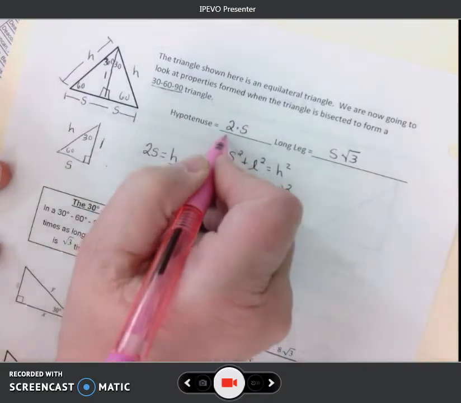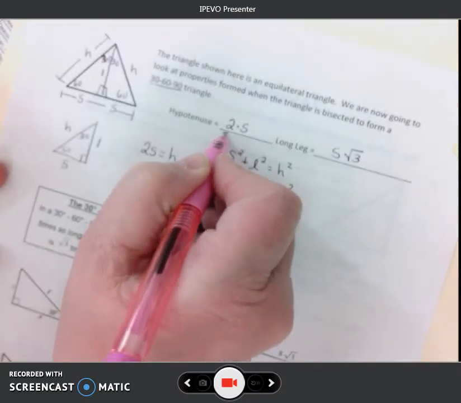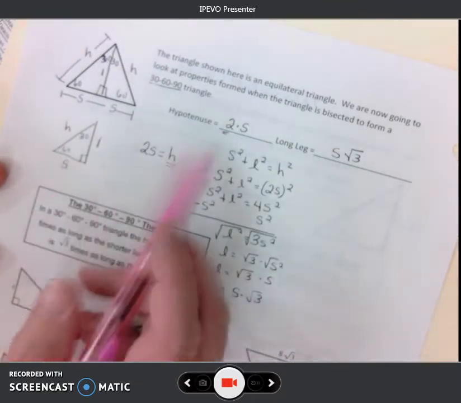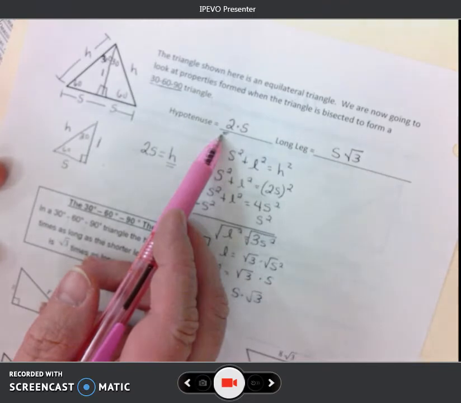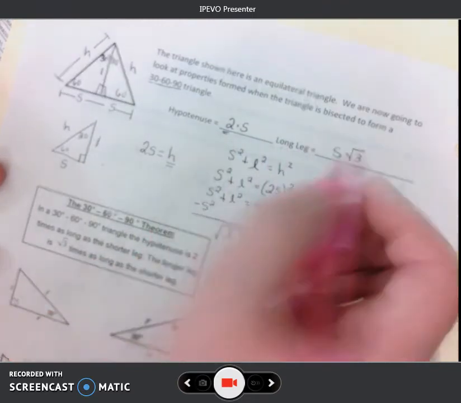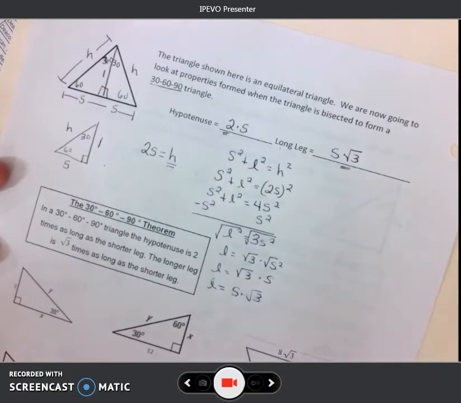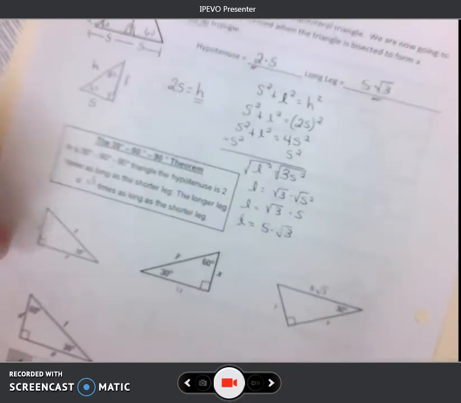In a hypotenuse problem, anytime we're working with the hypotenuse in a 30, 60, 90, we're going to do something with 2, multiply or divide. If we're working with a long leg, we're going to do something with the square root of 3, either multiply or divide. So let's look at a couple examples now.